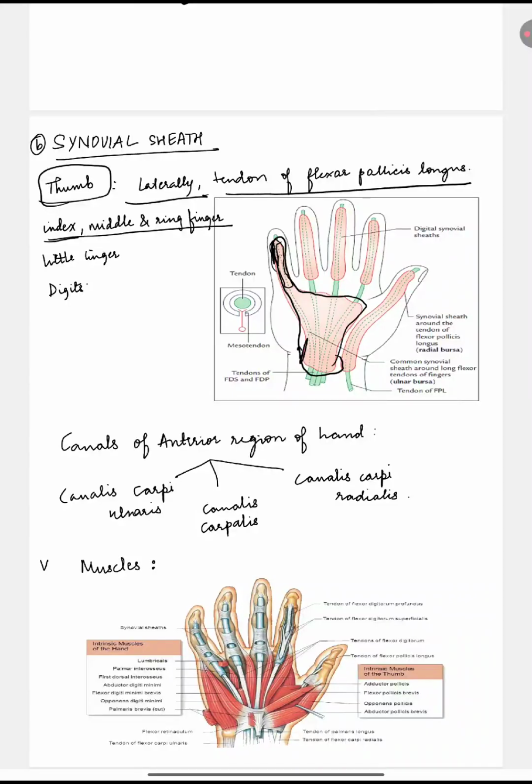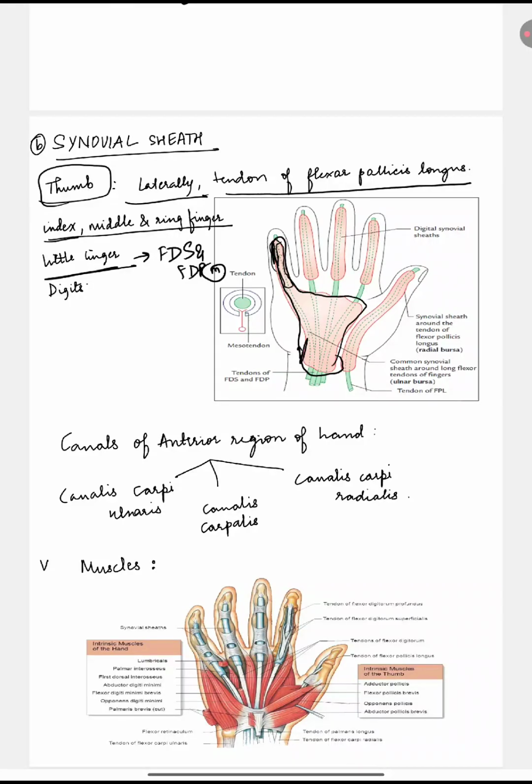Synovial sheath of the little finger. It covers flexor digitorum superficialis and flexor digitorum profundus muscle. Superiorly the sheath protrudes 1 to 2 centimeters proximal to the flexor retinaculum, and inferiorly it extends on the flexor until the base of the distal phalanx of the little finger.